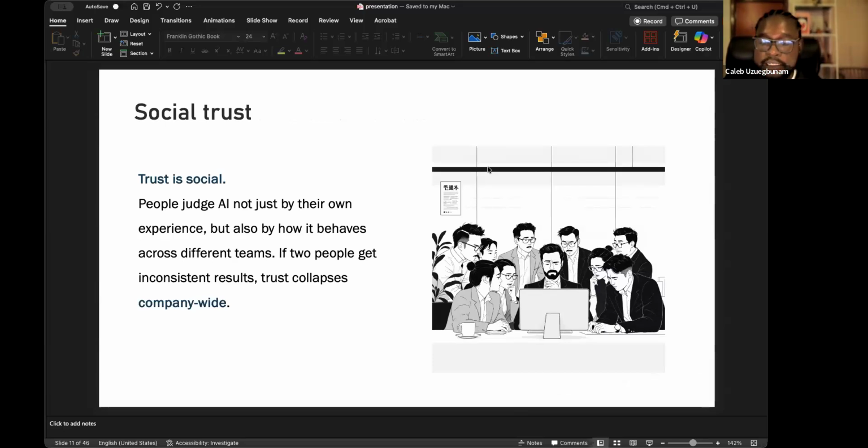They do take some level of consensus from the widespread experiences that their subordinates or team members are having with this new tool to basically determine or inform how resources will be allocated to these tools or a different tool next year or next quarter. So trust is very social when it comes to enterprise AI especially. And people judge AI not just by their own experiences, they judge their AI tools based on the experience of other people, whether in their teams or across other teams.